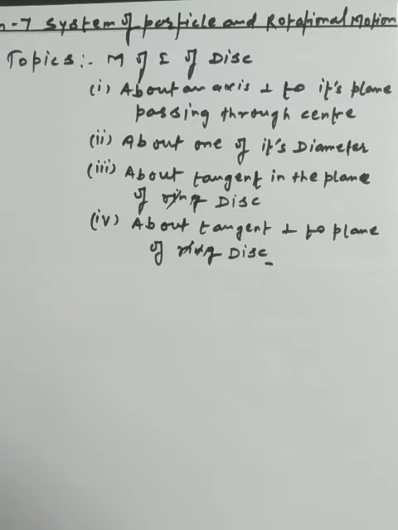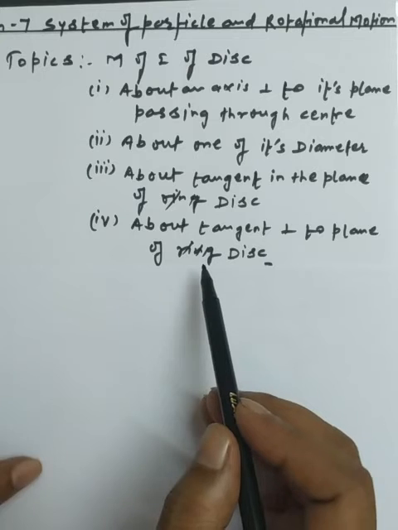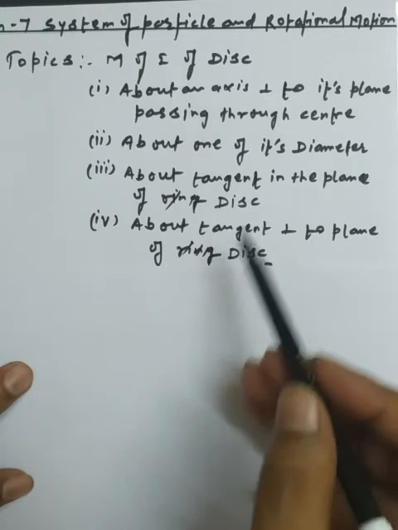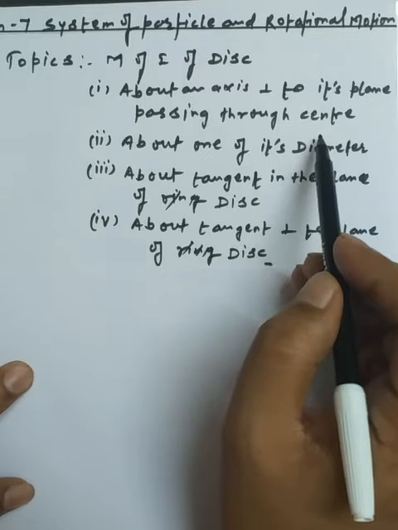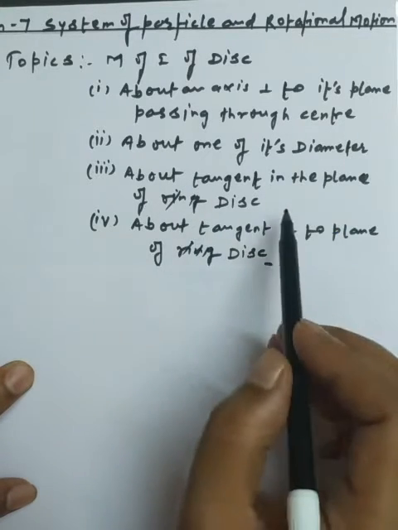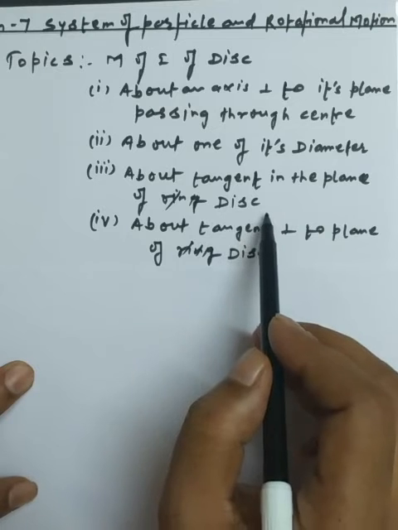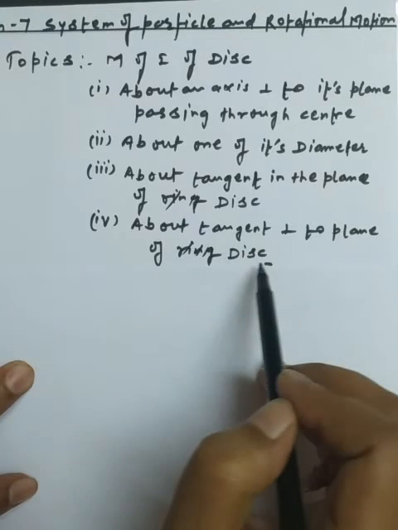Now, dear student, chapter number 7, System of Particles and Rotational Motion, and today the topic for discussion is the moment of inertia of a given disk. The first subtopic is to find the moment of inertia about an axis perpendicular to its plane passing through its center, about one of its diameters, about the tangent in the plane of the disk, and about the tangent perpendicular to the plane of the disk.